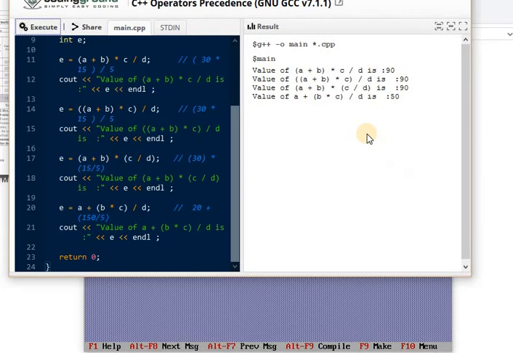We will execute this program. Now this is the answer of this program: a plus b into c divided by d is 90. In bracket a plus b into c, bracket, divided by d is 90. A plus b into c divided by d is 90, and a plus b into c divided by d is 50. So this is the program which demonstrates the use of operator precedence. Here bracket has the first precedence, then multiplication sign and then division sign.